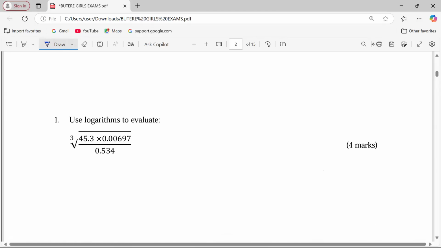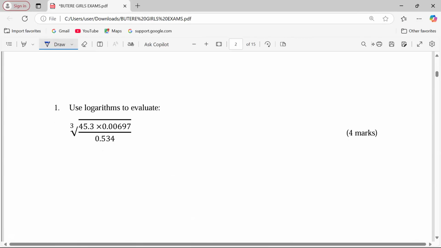Number 1 is a question from logarithms, which is a Form 2 concept. We're taught to use logarithms to evaluate.